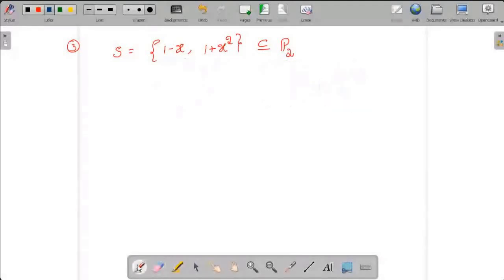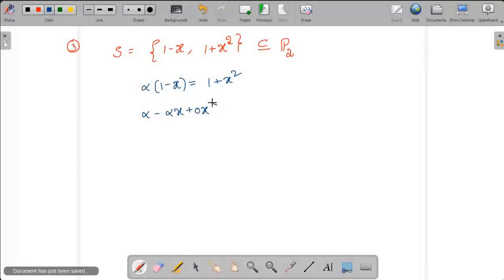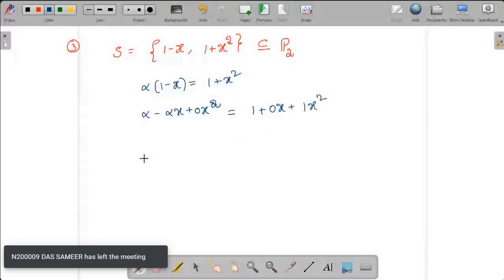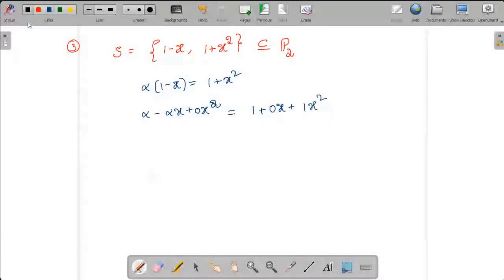So let me explain this. If you take alpha times 1 minus x, that is equal to 1 plus x square. So this is actually alpha minus alpha x. There is no x square term, so that's why I'm writing 0 into x square. On the other side, we have 1 plus 0x plus 1 into x square. We say that two polynomials are equal when they are equal component wise, if their coefficients are equal. So here the coefficients are constant term, alpha equal to 1, and the coefficient of x, minus alpha equal to 0.